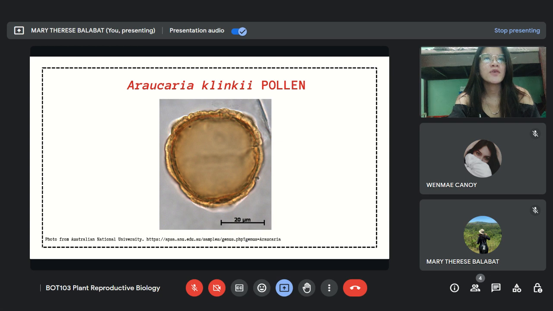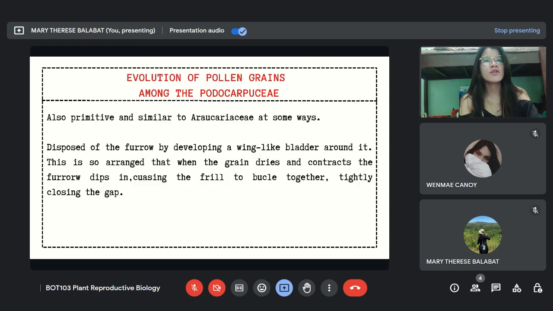So in the evolution of the pollen grains among the Podocarpaceae, it is also primitive and similar to Araucariaceae at some way. So it disposed of the furrow by developing a wing-like bladder around it. So this is so arranged that when the grain dries and contracts, the furrow dips, causing the frill to buckle together, tightly closing the gap. So this ability to develop in this bladder frill was undoubtedly inherited from the remote past.